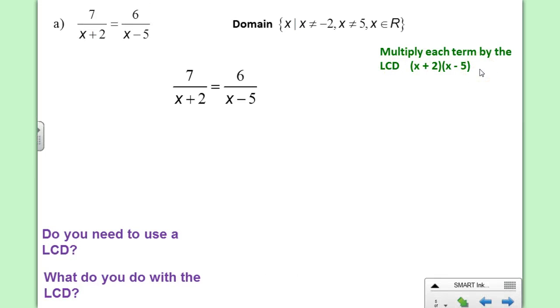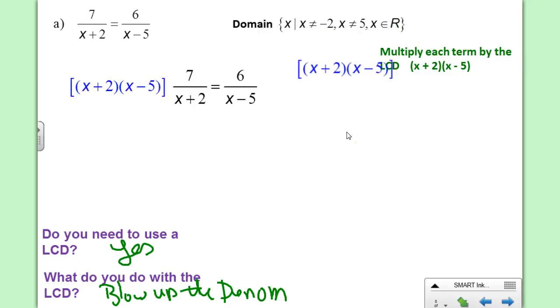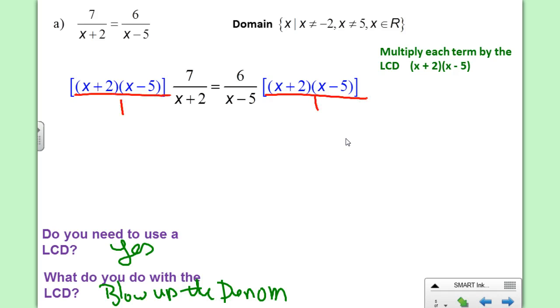Do you need it? Yes. What are you going to do with it? Blow up the denominators. So you're not using the common denominator to make them the same. You're taking that common denominator and you're multiplying both sides by that. Why are you doing that? Because now, notice that I'm not multiplying top and bottom. I'm not making an equivalent fraction. I'm actually multiplying it by this over 1, right? So what it allows me to do is I'm just multiplying the top by x plus 2 and x minus 5. So what can I do? Boom, my denominators are gone.